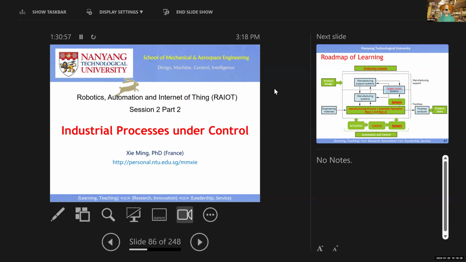Okay, now we spend more time to look at the process. So part 1 basically gave you a quick overview about the manufacturing system, production system, input, output, inner process, and some theory, some mathematics about the way for a manager, for a CEO, for the boss of a company to manage the production line, right?